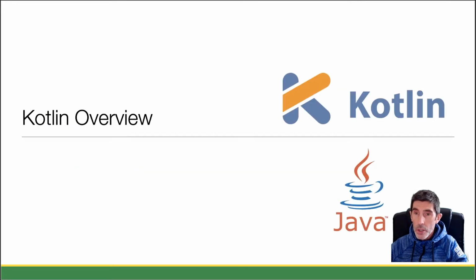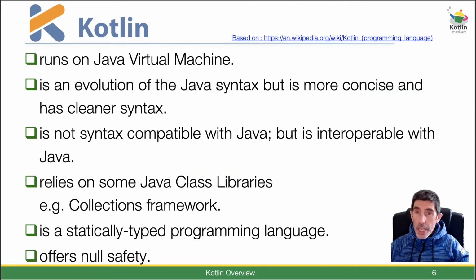Okay, so to break it down into the following sections, more or less, we will talk about how it runs on a JVM, a Java virtual machine, is an evolution of the Java syntax, but is more concise and has cleaner syntax. It is not syntax compatible with Java, but is interoperable with Java. It relies on some of the Java class libraries like the Java collections framework. It is a statically typed programming language, and it offers null safety.